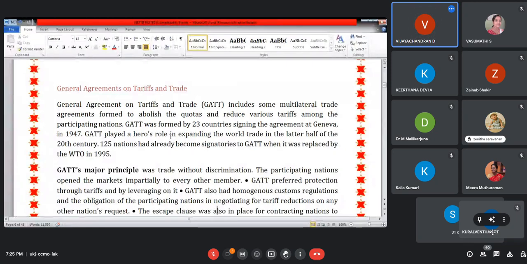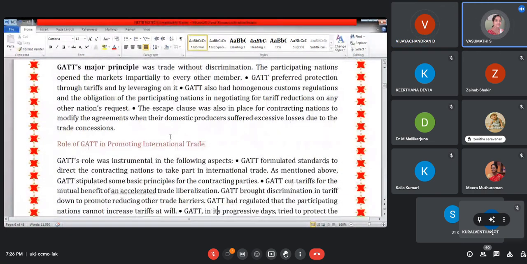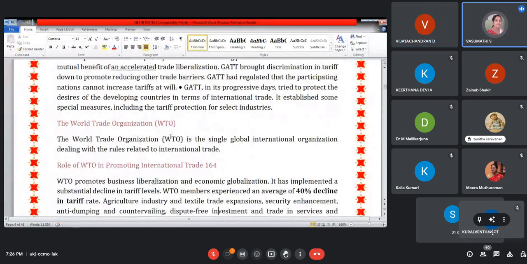So what is the major objective of the General Agreement on Tariffs and Trade? In order to reduce and abolish the barriers in international trade. For that reason, 23 countries signed at Geneva. So GATT played a hero role in world trade, but now it is named WTO.